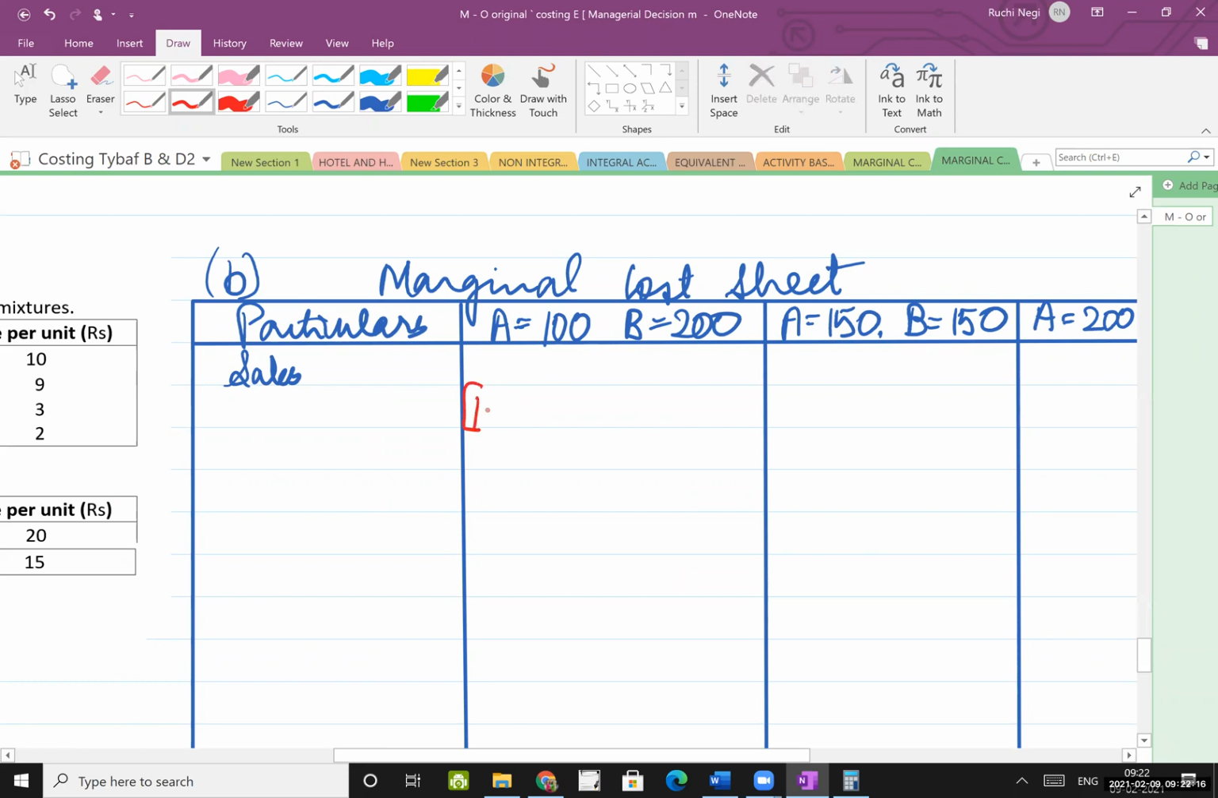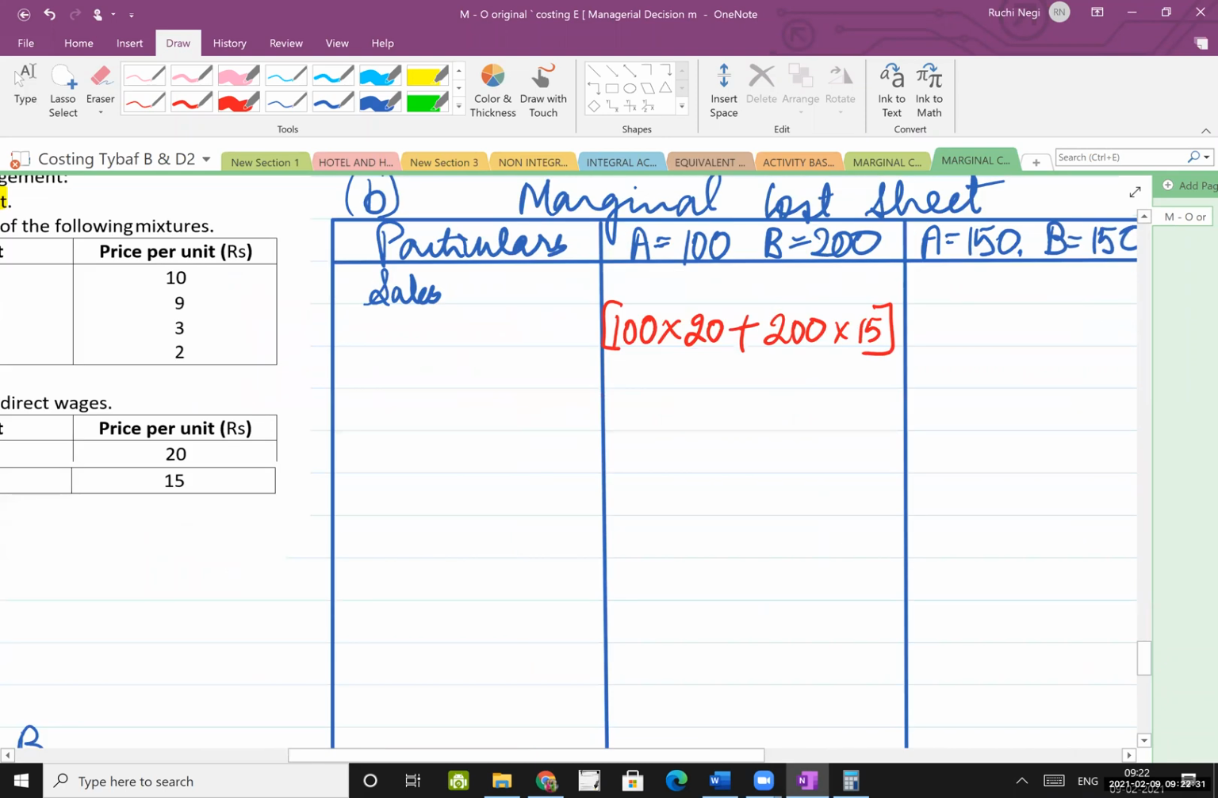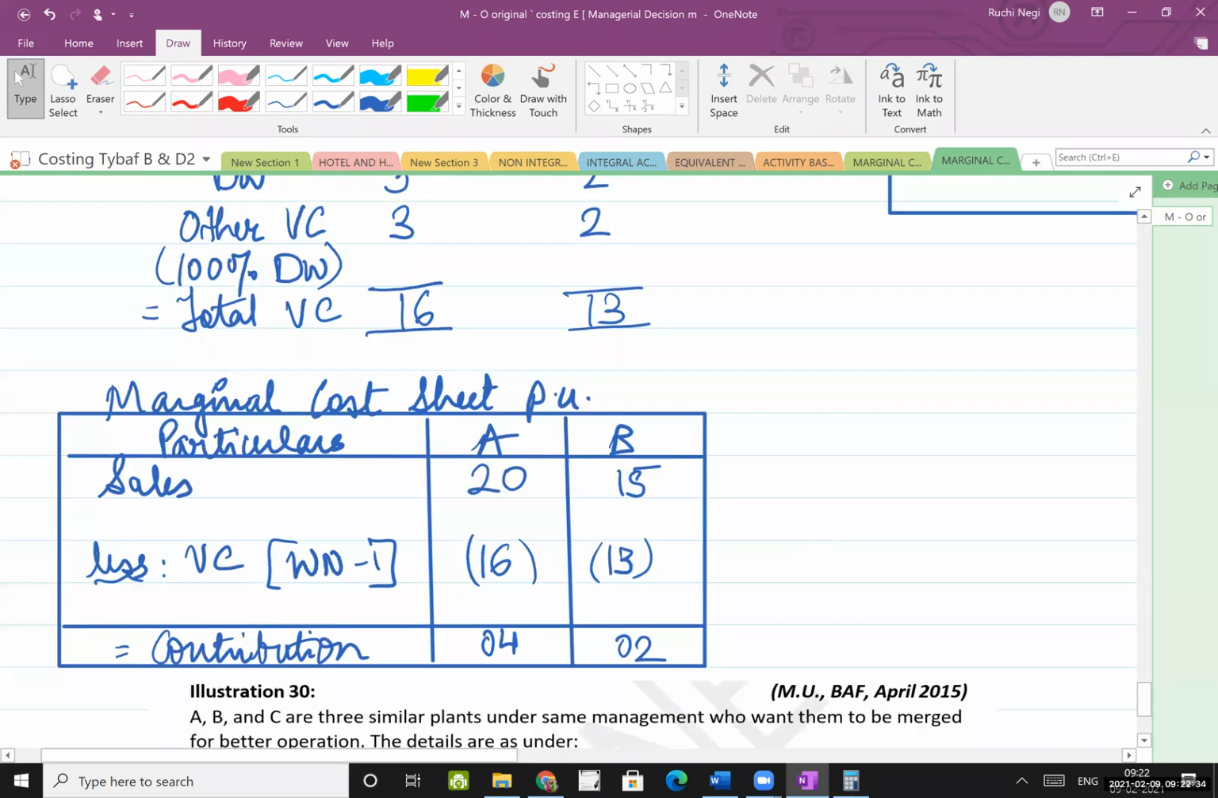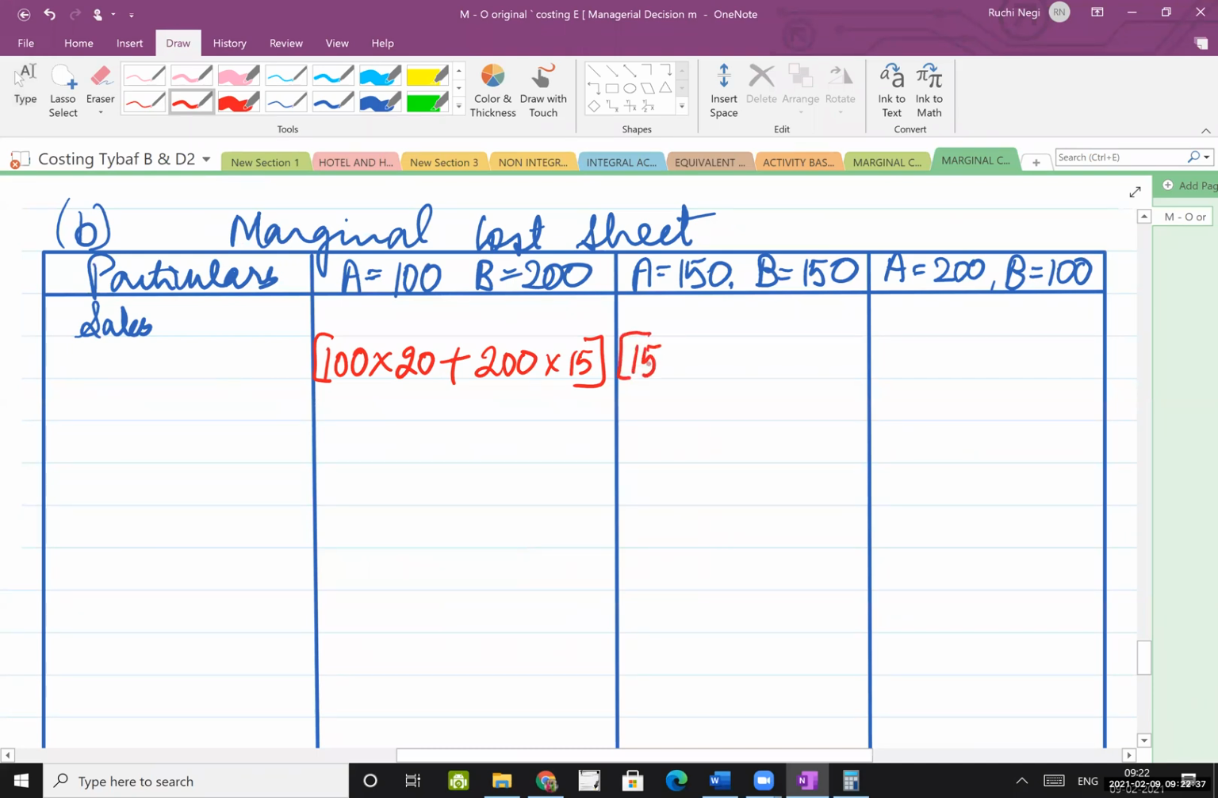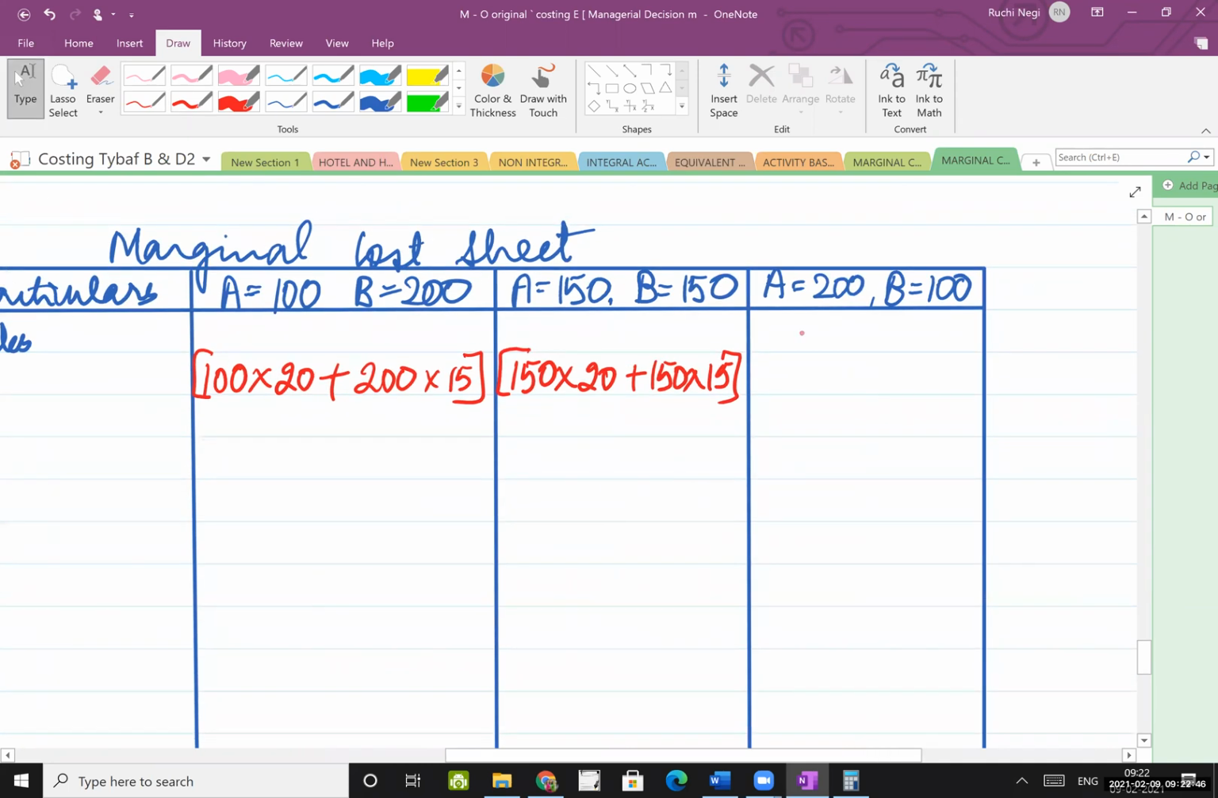So 100 units multiplied with selling price is 20 rupees plus 200 units multiplied with selling price 15 rupees. Yeah, 15. Next, 150 multiplied with selling price 20 plus 150 multiplied with selling price 15. Next, 200 multiplied with selling price 20 plus 100 multiplied with 15.